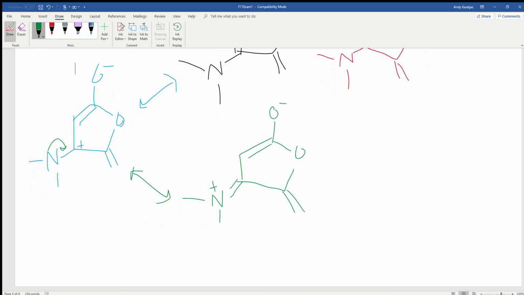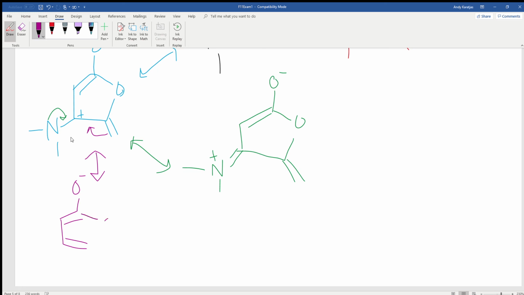Alternatively, we could have used these pi electrons to shift to that positive charge as well to give us one final resonance structure. Positive charge ends up here, and the nitrogen is unchanged. So overall, we have 5 important resonance structures as we've drawn here.